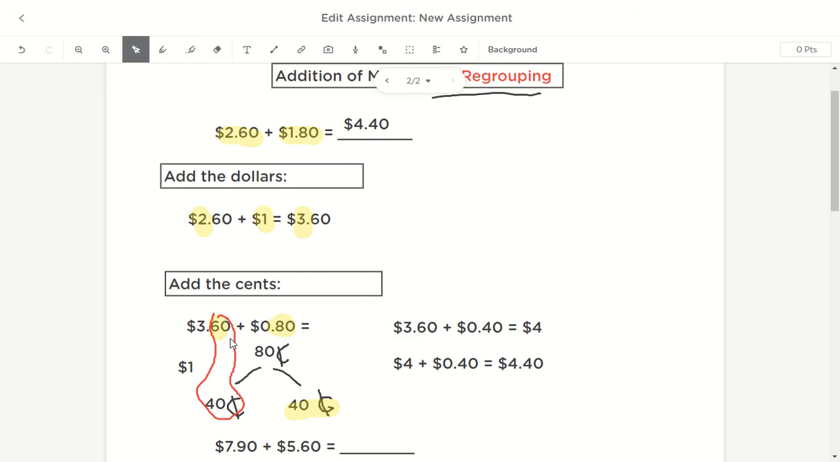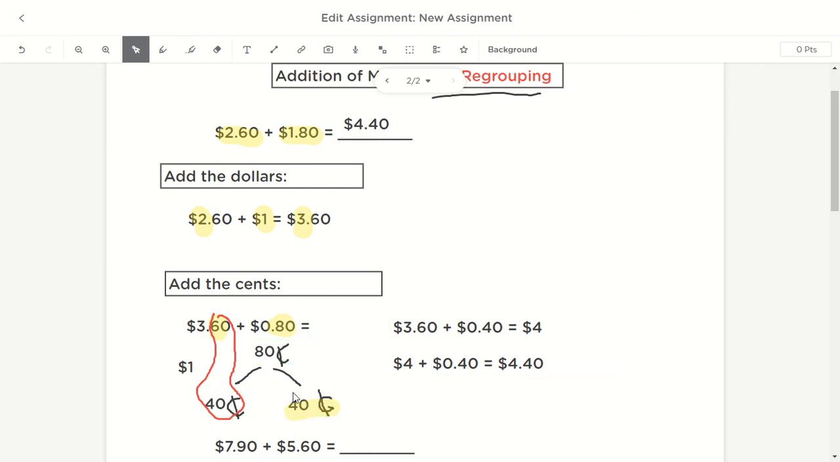So I realized that 60 cents and 80 cents add up to be more than $1. So there's some regrouping involved. So how to do that? I break up into 40 and 40. Why 40 and 40? Because I know that 60 and 40 gives me $1. I always want to break up into groups that help me in my addition. So 60 and 40 give me $1. Therefore, I break 80 into 40 and 40.